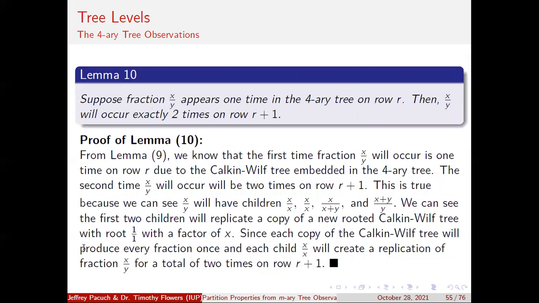So let's go to lemma 10. Lemma 9 claims that it'll occur for the first time once. Now we say if some fraction x over y appears for the first time on some row, we'll call it r for the lemma, then the next time it occurs, which will be on row r plus 1, will be exactly 2 times. I prove it by looking at the definition again. We have the 4 children defined as x over x twice, x over x plus y, and x plus y over y. The first 2 children are going to be copies of the Calkin-Wilf tree with factor x, which will allow the replication of that fraction x over y. So on the next following row, row r plus 1, it must occur a total of 2 times. And this is proven to be true.